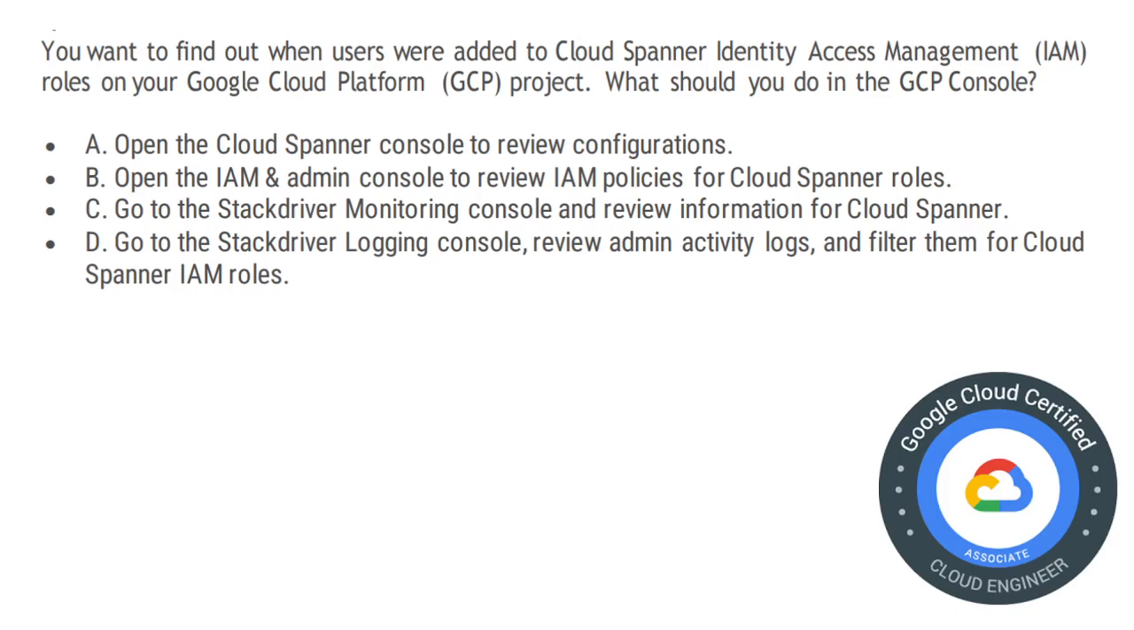Moving on to the next question, you want to find out when users were added to Cloud Spanner Identity Access Management roles on your Google Cloud Platform project. What should you do in the GCP console? Answer is option D. Go to the Stackdriver logging console, review admin activities logs and filter them for Cloud Spanner IAM roles.